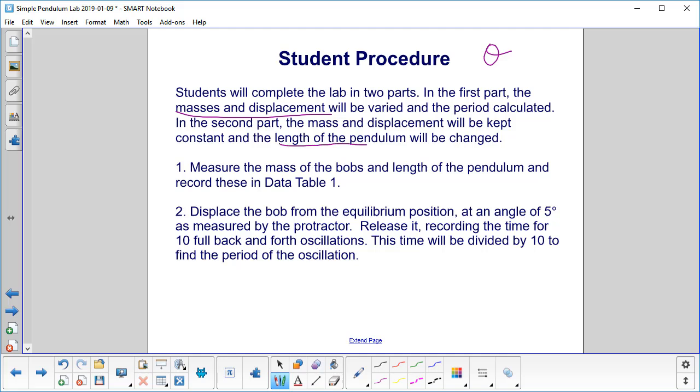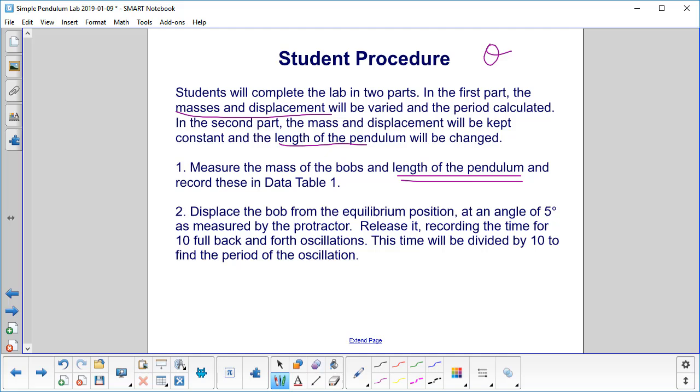So first, measure the mass of the bobs and length of the pendulum and record these in data table 1. So the length is the length of the string plus the distance to the center of the mass of the pendulum. So just go ahead and approximate that. It's probably in the middle somewhere.